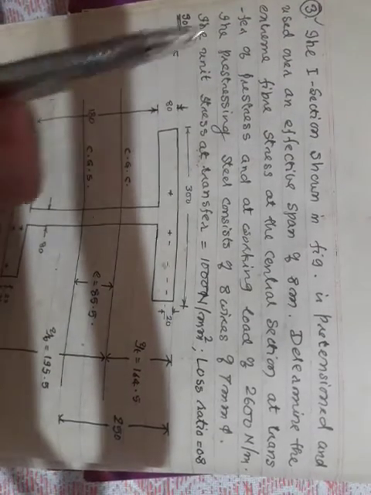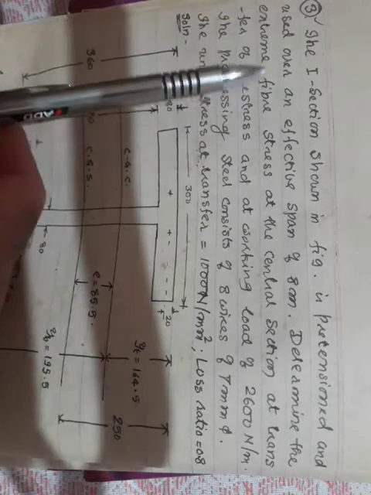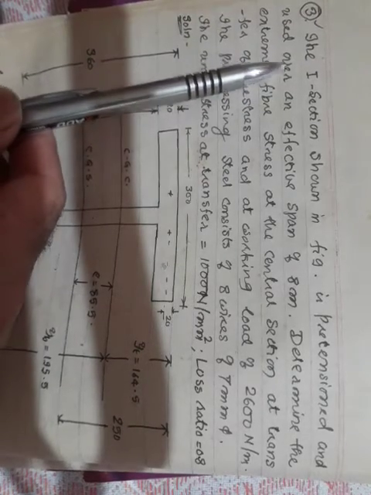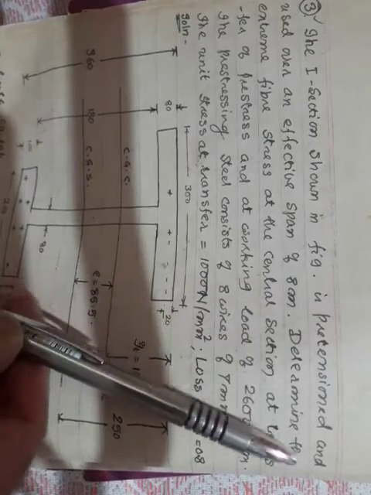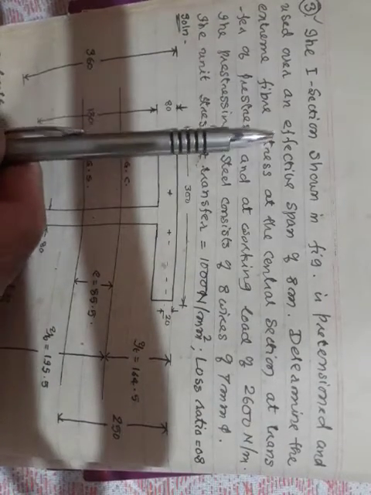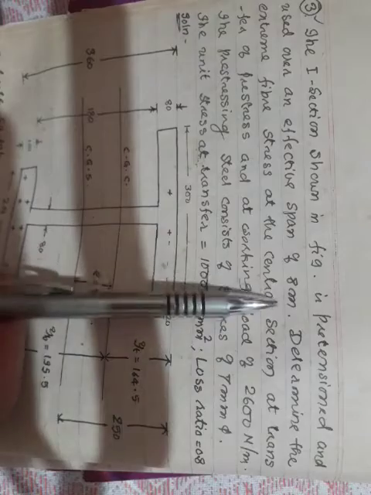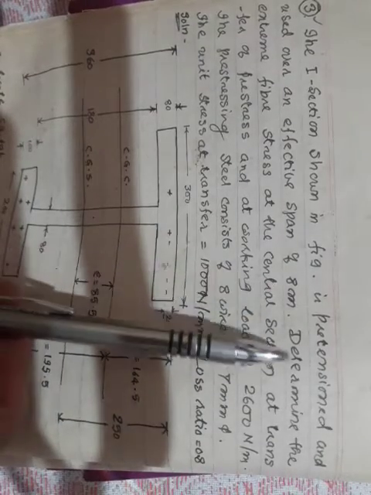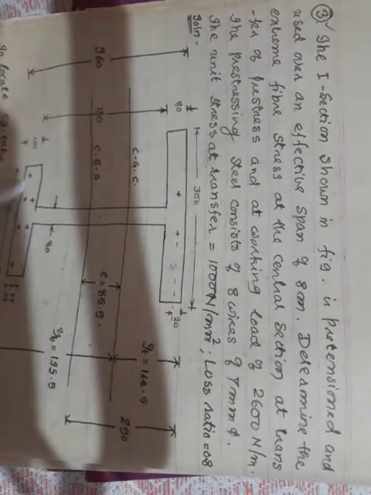Now we will go to another problem. I will read the problem now. The I section shown in the figure is pre-tensioned and used over an effective span of 8 meter. The span of the beam is 8 meter, and it is an I section as shown in this figure.